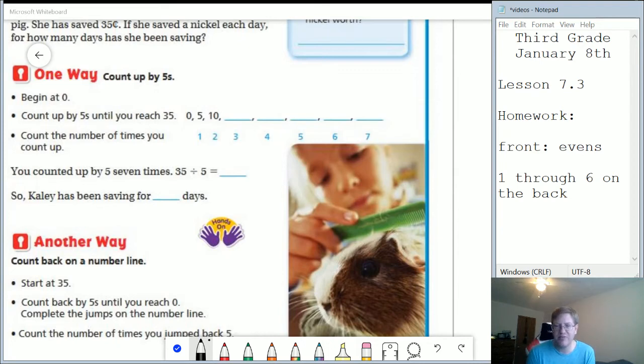This is going to be a video for third grade working through lesson 7.3 in Go Math. So today we're working with dividing by fives. Honestly, I think this is probably going to be a pretty easy lesson. So we'll talk through some strategies real quick, but this probably will not be like a full 20-minute video. So I think most of you can probably get the idea pretty quickly and jump ahead.